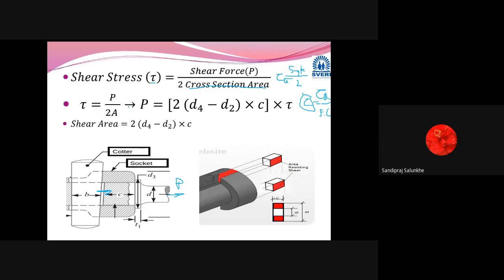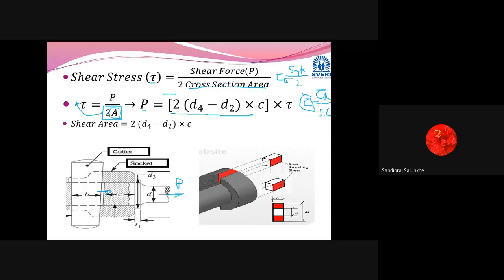Now this equation I am going to rewrite as tau is equal to P divided by A. I am going to use A for the cross section area. So 2 multiplied by area. This equation in terms of P will become P is equal to area; this area we are going to take to this side. So it will become this total quantity, which we take on this side, multiplied by tau.